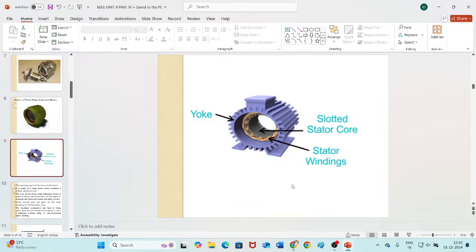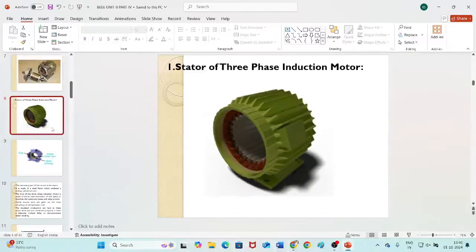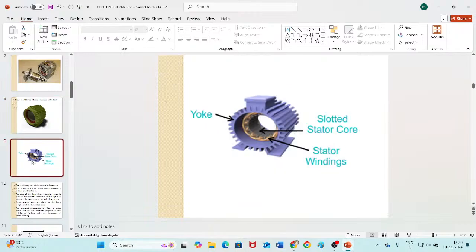Inside the core there will be slots. I don't know whether it is visible in this image. At the inner periphery of this stator there will be slots in which stator windings are provided. You can see the windings here, these yellow, copper color stator windings, provided inside the inner periphery.